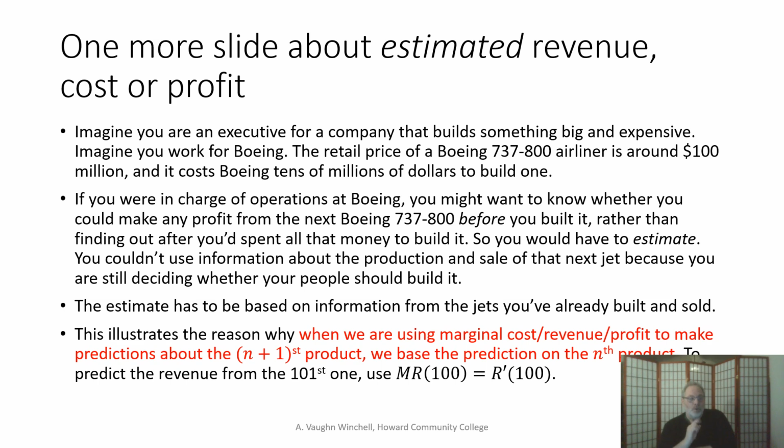Okay, that's marginal cost, marginal profit, marginal revenue. And the trick is it's R prime for the one before, or C prime or P prime.